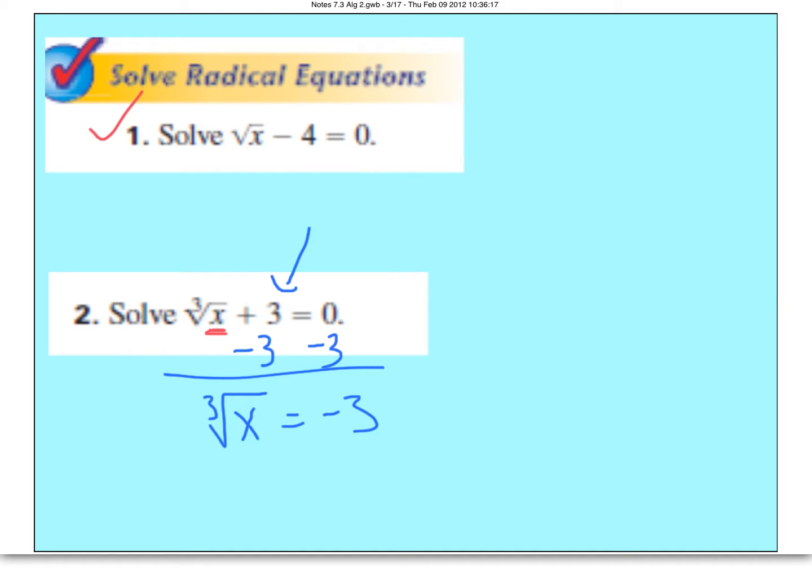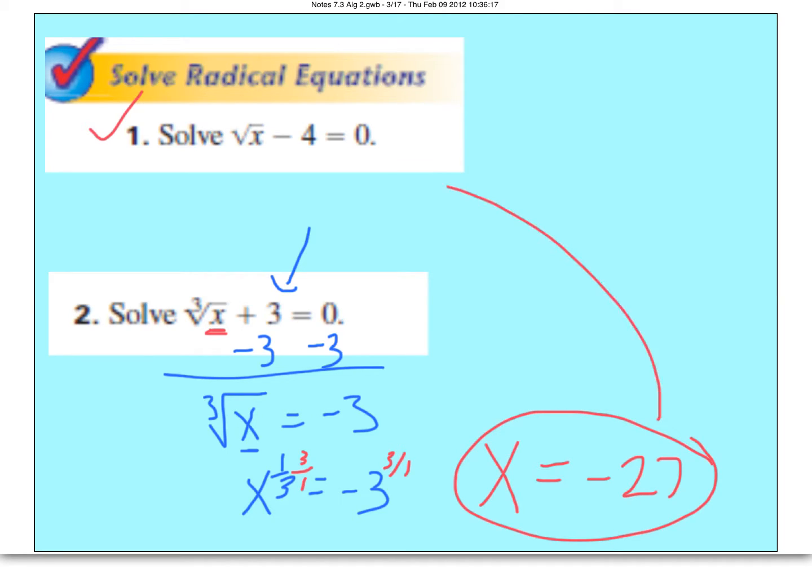Then I'm going to come on in, and this x is almost by itself, but I'm going to rewrite this as an exponent. So it's x to the 1/3 power equals negative 3. To get rid of the 1/3, I multiply by the reciprocal, 3 over 1. So what I have to do here is negative 3 times negative 3 times negative 3, which will become negative 27. If you put negative 27 into here, the cube root of negative 27 is negative 3. That plus 3 is 0.